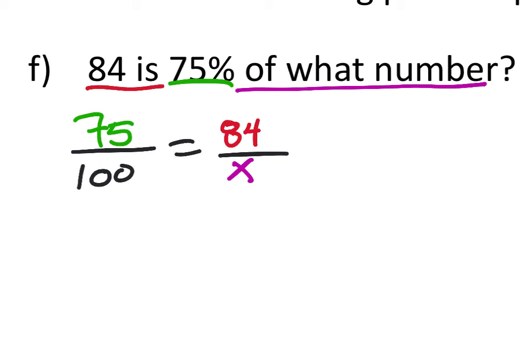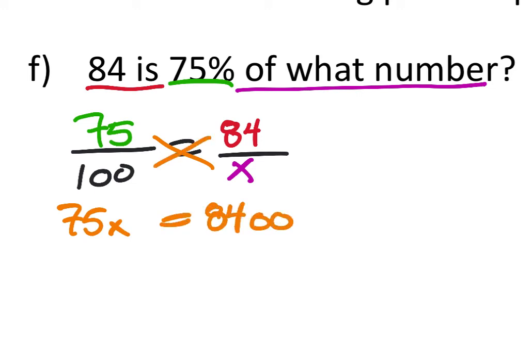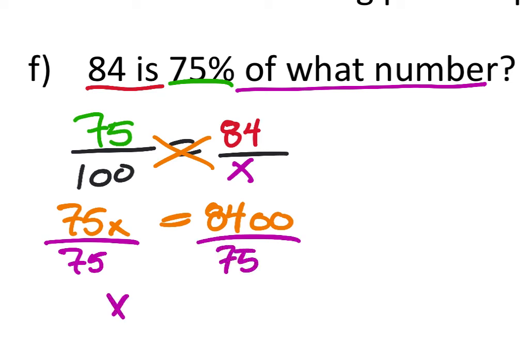I used fish method on that one. I use cross multiplication on this one. 75 times x should equal 100 times 84. That's not a hard calculation, just 8400. And then to solve for x, I would divide both sides by 75, which gives us 1x, just like we would solve a regular equation. So 8400 divided by 75 equals, in my calculator, 112. So 84 is 75% of 112.